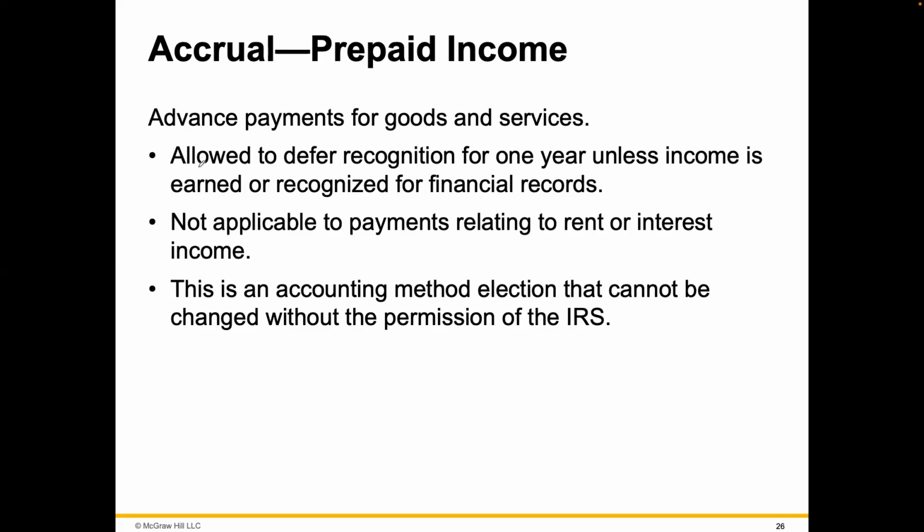Advance payments for goods and services with accrual are allowed to defer recognition for 1 year unless income is earned or recognized for financial records. They're not applicable to payments relating to rent or interest income. And again, this is an accounting method election that cannot be changed without the permission of the IRS.